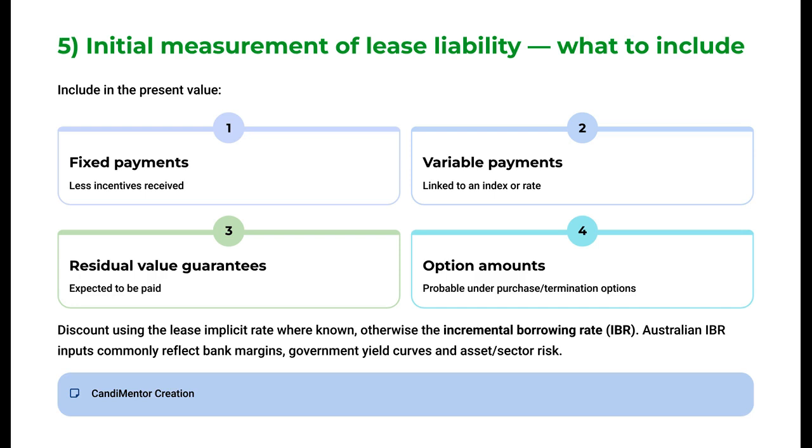Initial measurement of lease liability. What to include. Include in the present value fixed payments less incentives, variable payments linked to an index or rate, residual value guarantees expected to be paid, and amounts probable under purchase or termination options. Discount using the lease implicit rate where known. Otherwise, use the incremental borrowing rate, IBR. Australian IBR inputs commonly reflect bank margins, government yield curves, and asset and sector risk.